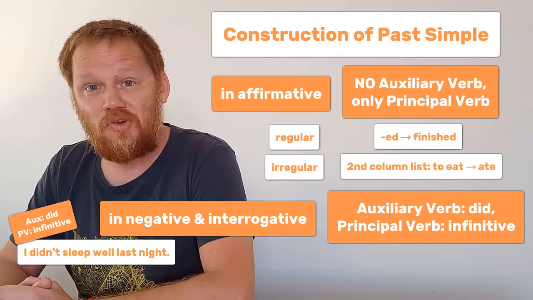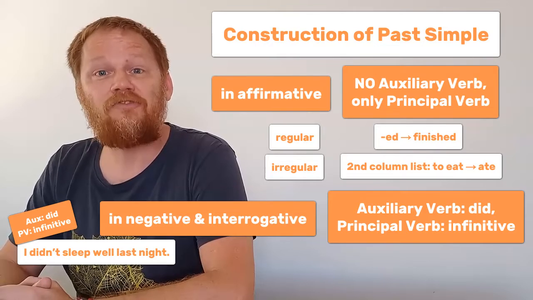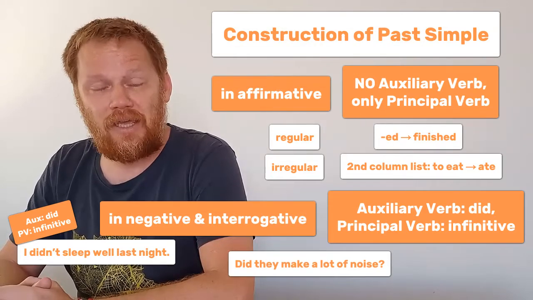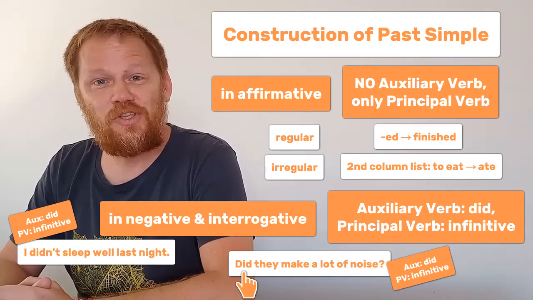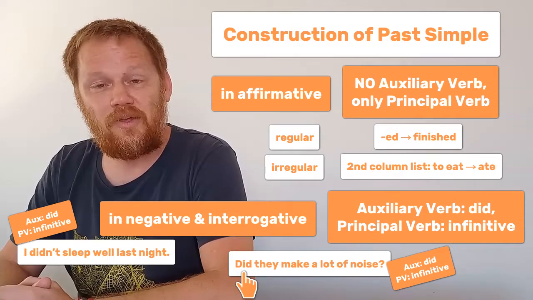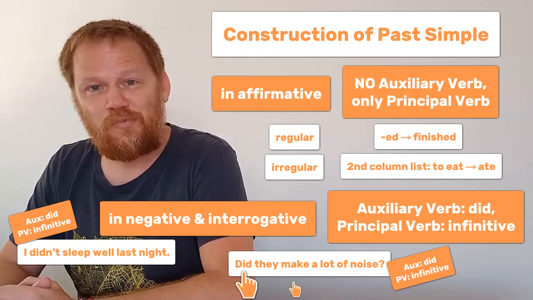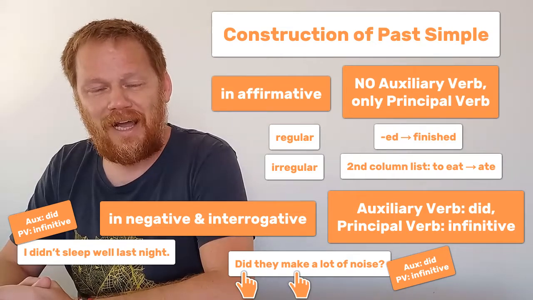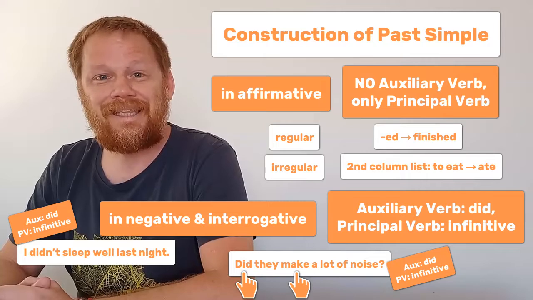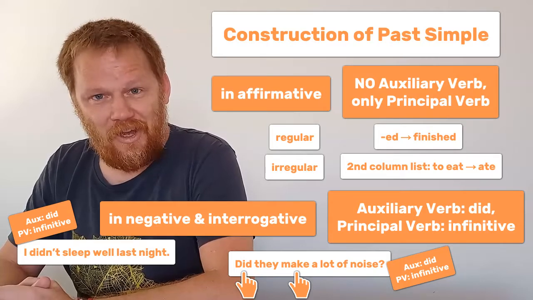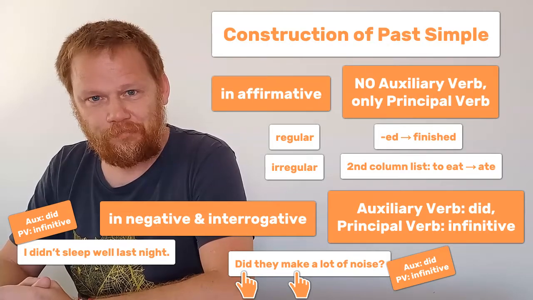Okay, the same goes in interrogative. For example, did they make a lot of noise? Again, you see we use the auxiliary verb to do in the past, did, followed by that infinitive form as the principal verb. Okay, make. Did they make a lot of noise?